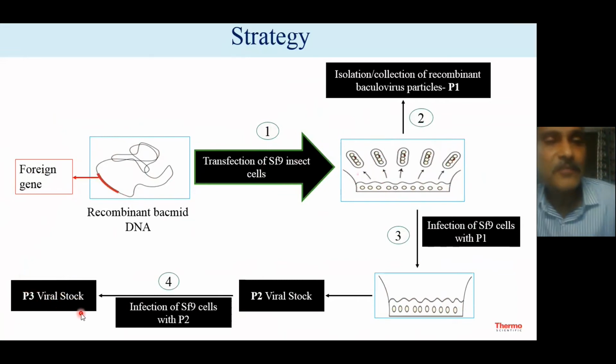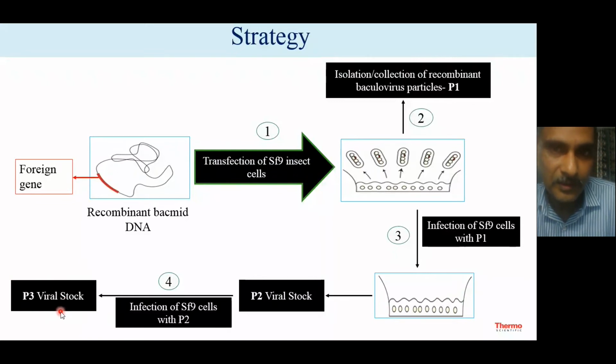But this time we don't want the cells to burst open. We want our protein not to come out in the media, so we allow infection for a limited period of time only, say 24 to 48 hours. For different proteins we have to standardize the condition, but normally it is 24 to 48 hours only. After that we collect the cells, suspend them in our buffer of choice, a lysis buffer of choice, then lyse the cells, and then we can go for protein purification.